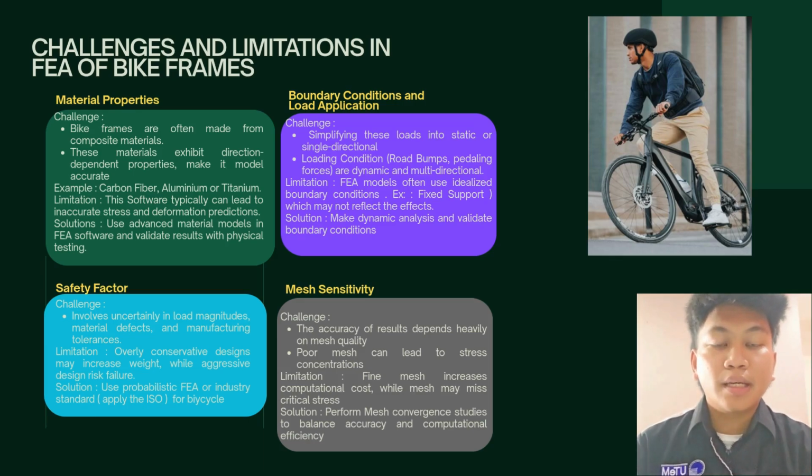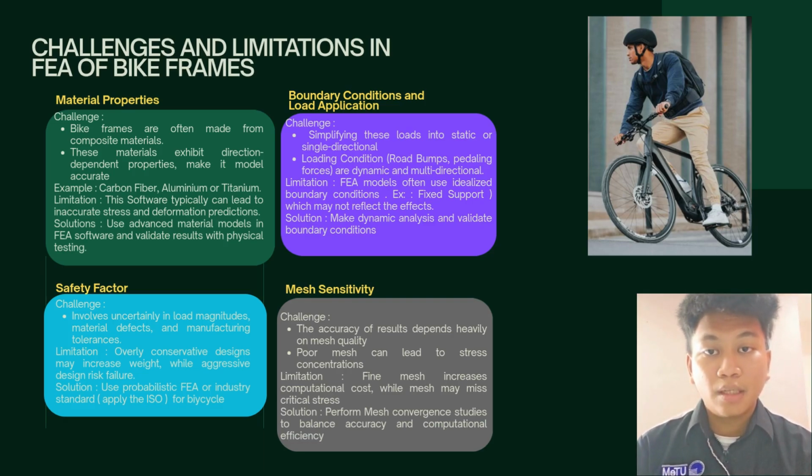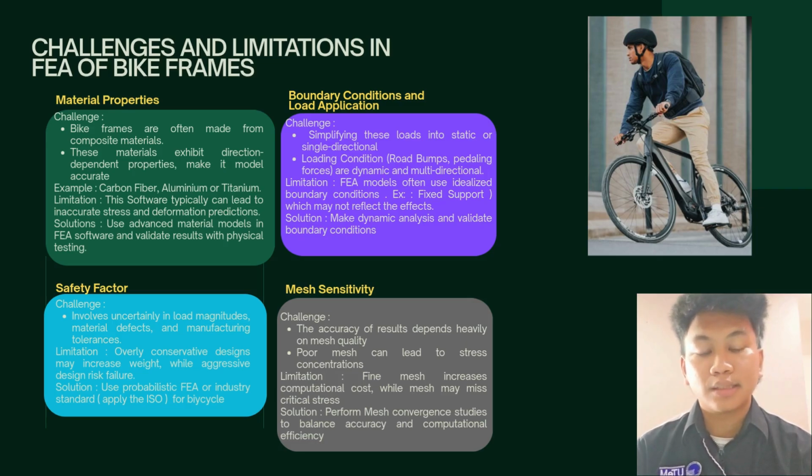So I want to tell about challenges and limitations in FEA of bike frames, about material properties and boundary conditions. Firstly, bike frames often utilize advanced composite materials like carbon fiber, aluminium, or titanium. These direction-dependent properties make accurate modeling difficult, sometimes leading to inaccurate stress and deformation predictions in standard FEA software. The solution involves using advanced material models and validating with physical testing.